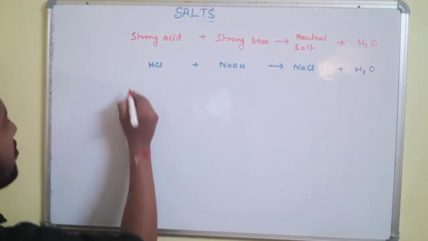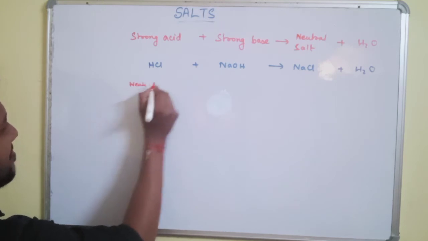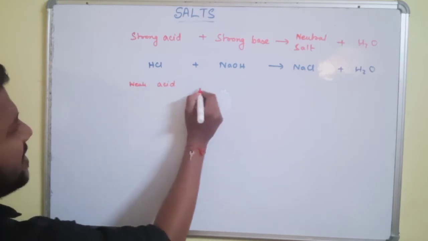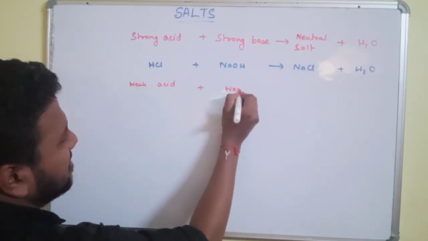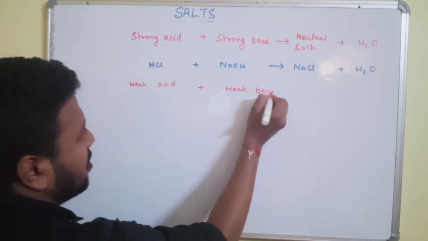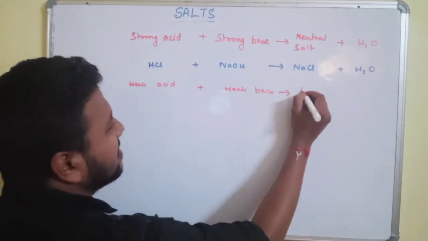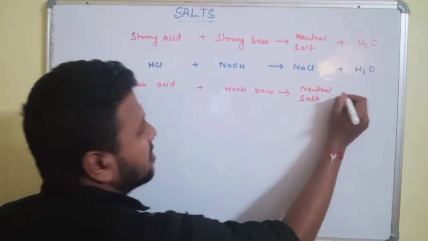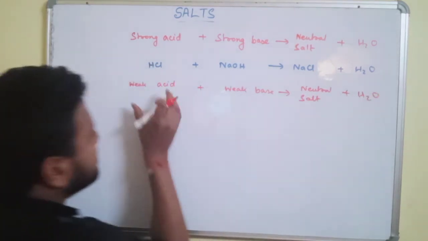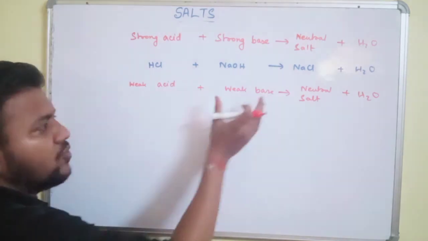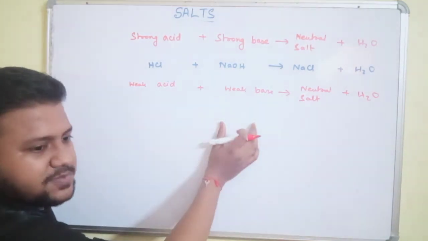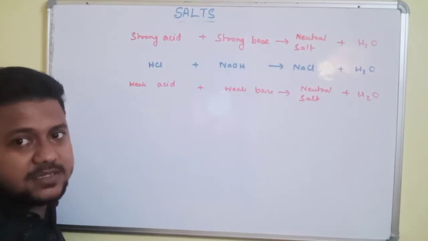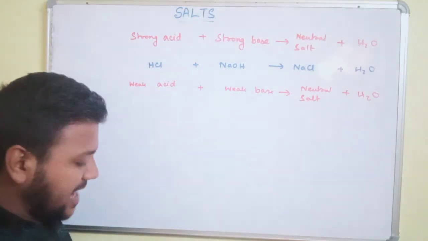Moreover, when we take a weak acid and a weak base, we will also find a neutral salt. Now a weak acid releases a lesser number of H+ ions. A weak base releases a lesser number of OH- ions. The two counter each other and neutralize the acidity and basicity.